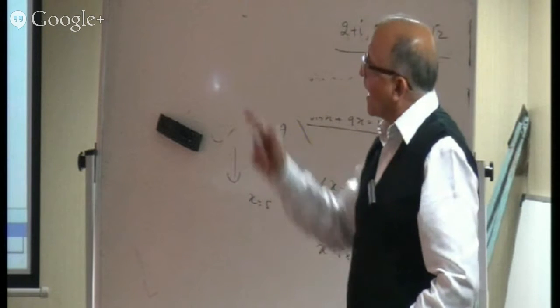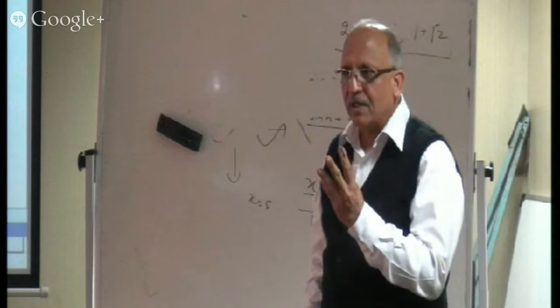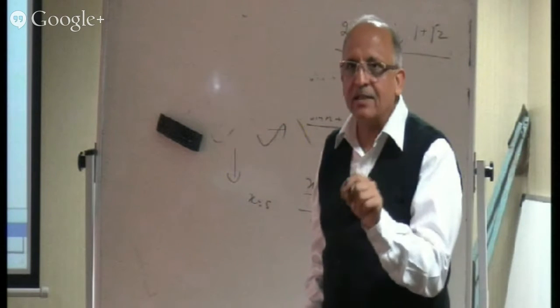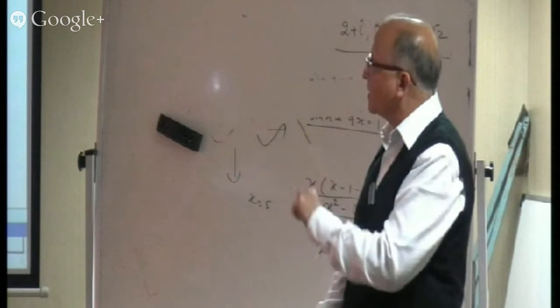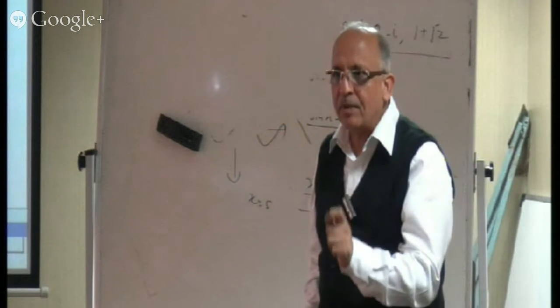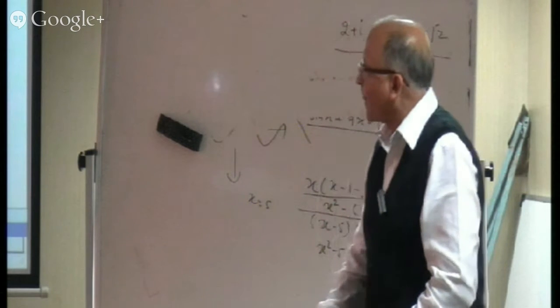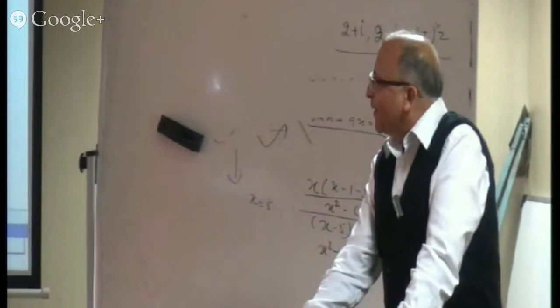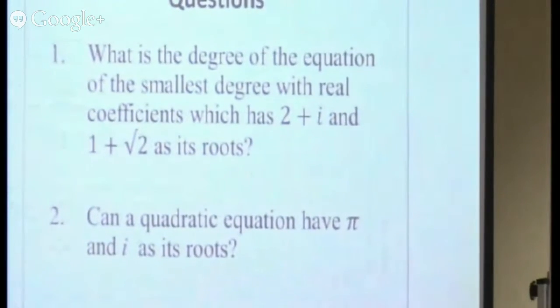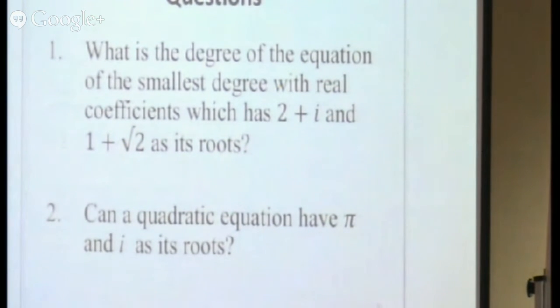Okay. If it had said rational coefficients, then there would be 4 roots, because rational numbers are also real. So that result applies: 2 plus iota is a root, so 2 minus iota must be a root, and because the coefficients are rational, 1 plus root 2 and 1 minus root 2 both should be roots. Okay, then can you answer the second question? Can a quadratic equation have pi and iota as its roots?